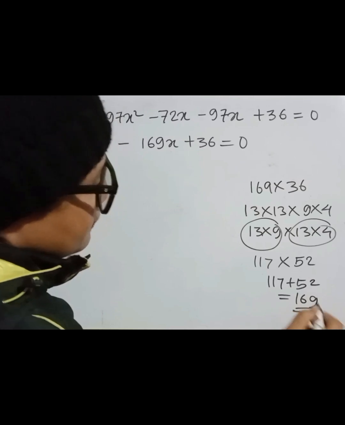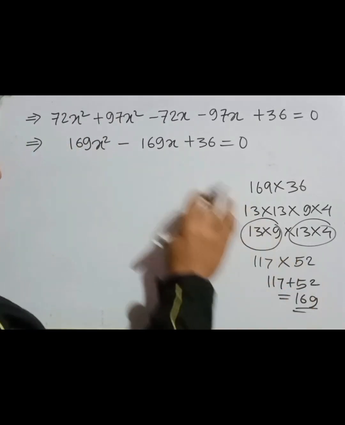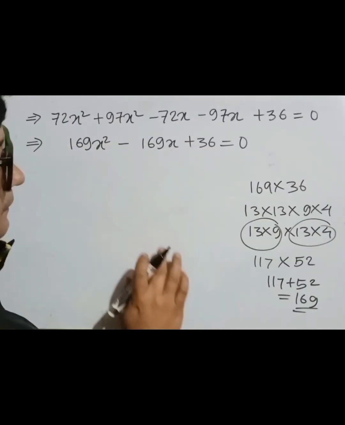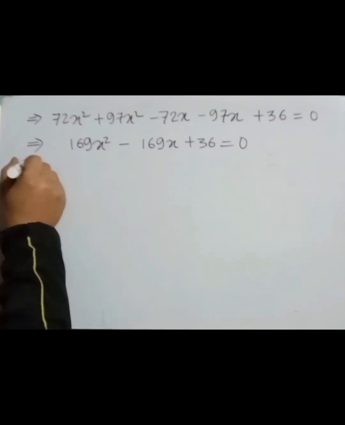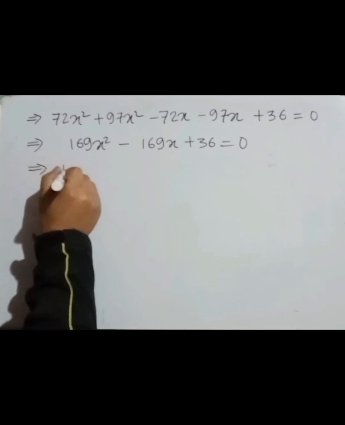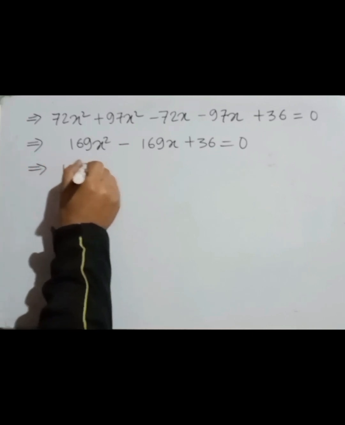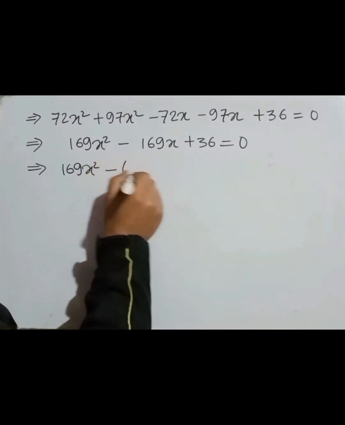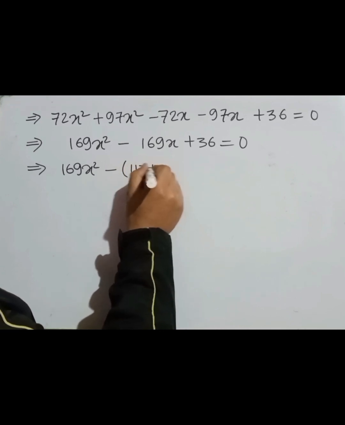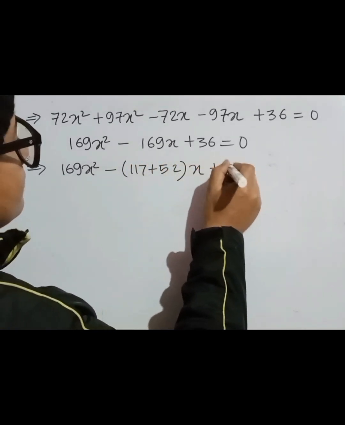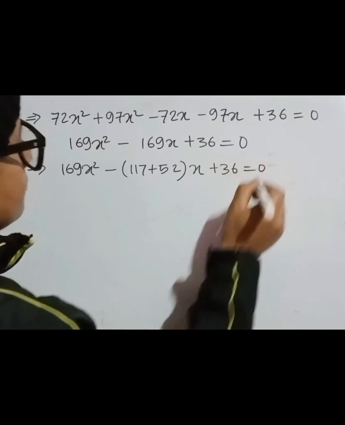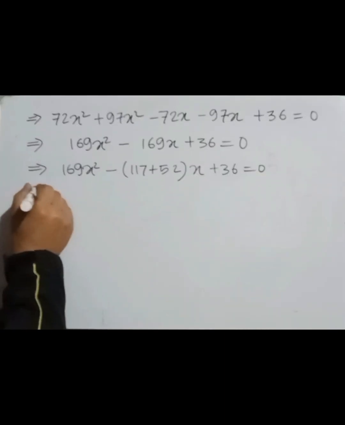117 plus 52 is 169. So for 169 we can use 117 plus 52. Now let us substitute this 169 with 117 plus 52. So in the next line it becomes 169x square minus, for 169 we can write 117 plus 52 x plus 36, and in the next line we can insert x within the bracket.